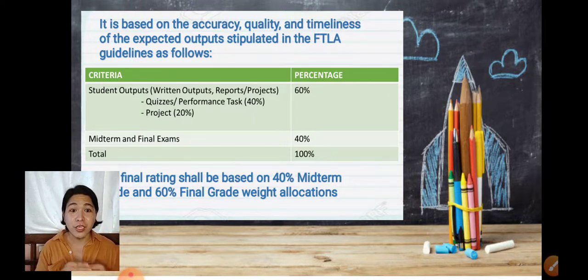Now for our grading system. It is the same as last semester, but instead of merely using 60%, it was subdivided into outputs, reports, and projects. We will be having a video discussion, or I will be grouping you, and that will serve as your project for the midterm. Later on, I'll be creating a separate video about that. We also have quizzes or performance tasks, that is 40%, and for your project 20%. And of course we also have term exams, the midterm and final term.